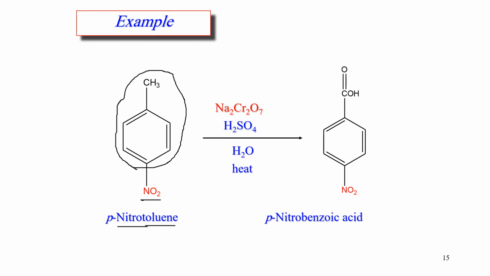p-nitrotoluene, and p represents the attachment of the groups on carbon number 1 and carbon number 4. So we don't have to write the full 1-methyl-4-nitrobenzene. Instead, we have used the common name, or the historical name, you can say, which will be p-nitrotoluene. All the previous factors of oxidation have to be there: sodium dichromate, sulfuric acid, water, and heat, and we get a carboxylic acid, which is p-nitrobenzoic acid this time, which has got a carboxylic group attached in place of the methyl group that was there in the reactant.